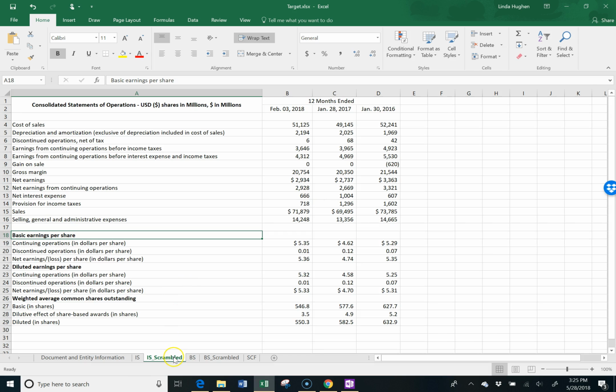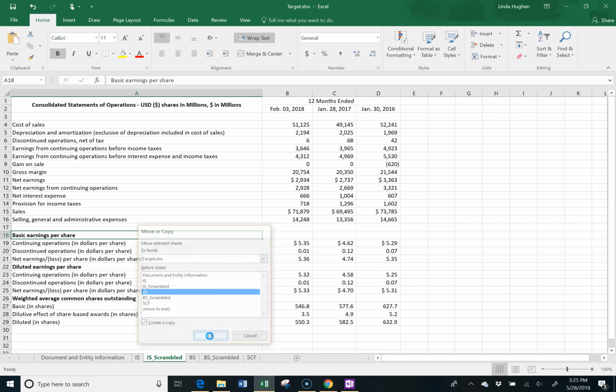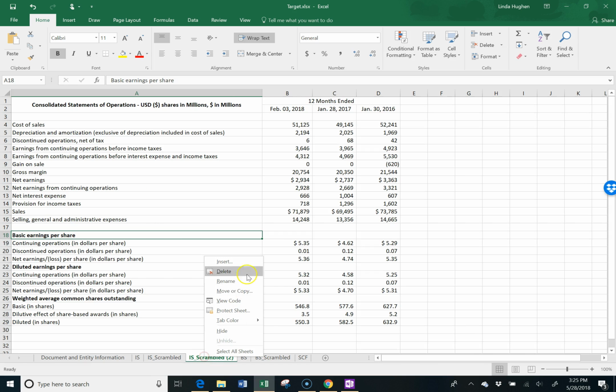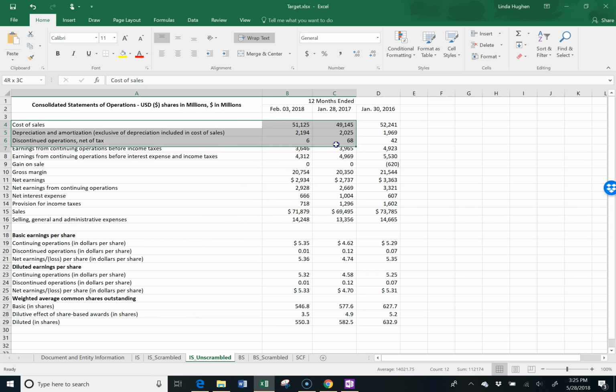I'm going to begin by making a copy and calling this my income statement unscrambled. And when I'm finished with this sheet, I want it to look exactly like the income statement that was reported, but I'm not going to cheat by beginning there. What I essentially have here is a puzzle. I want to move this data around to try to recreate this income statement.